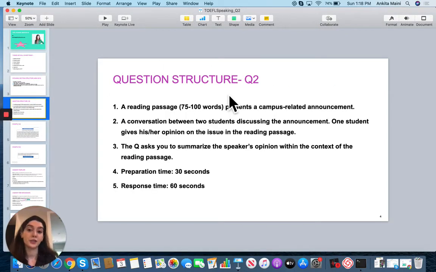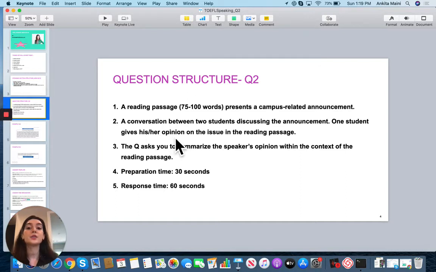In this question, you see a reading passage which really has a campus-related announcement. So imagine a brown board in a university where they stick a big announcement or major change that's coming up. So you're going to read a passage and you will see that they're talking about some major change and the university is announcing that change.